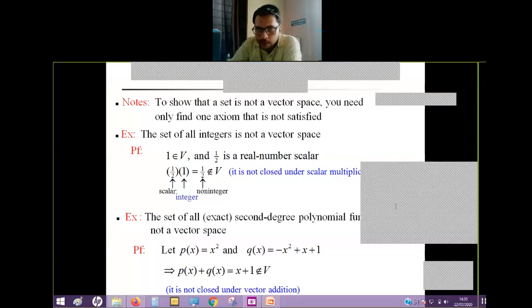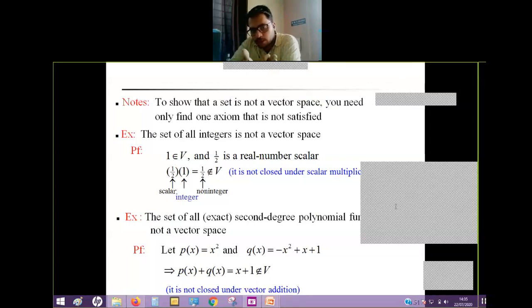Why is c a real number only? Because while discussing the definition, it is mandatory that the scalar c should be a real number. And we know that half, that is 1 by 2, is a real number. We have studied the definition of real number, and in the first lecture itself I described pictorially how the real numbers are formed: rational and irrational numbers.